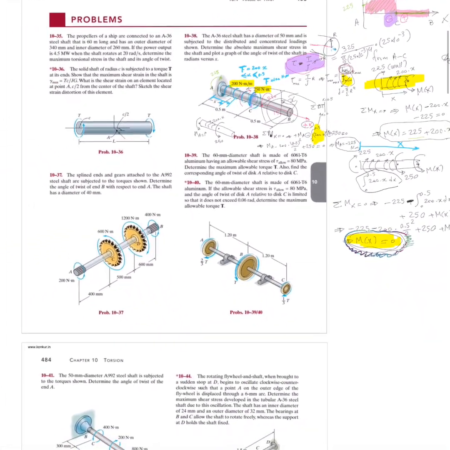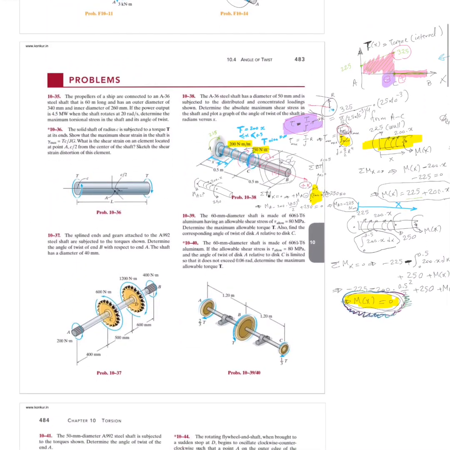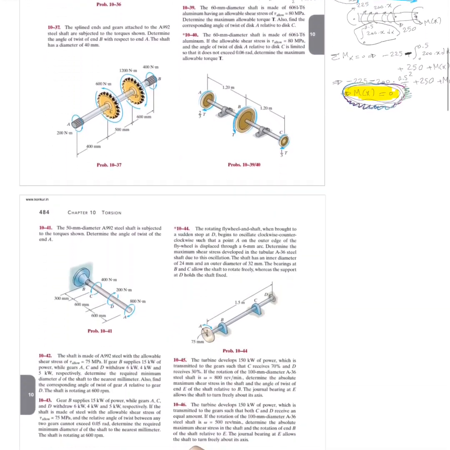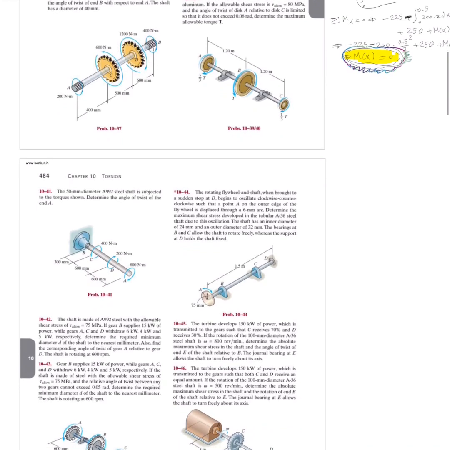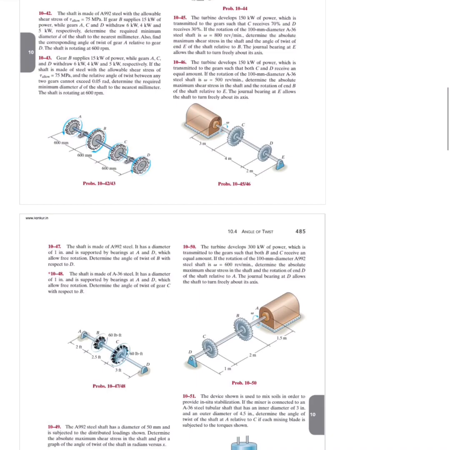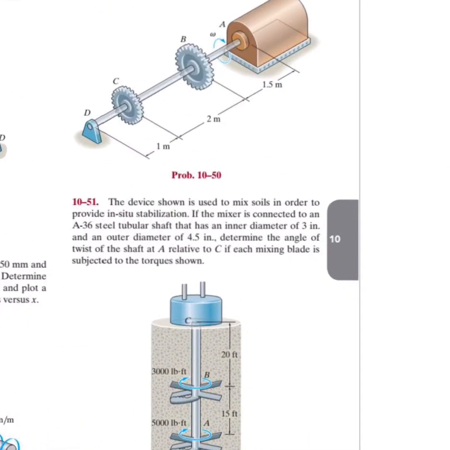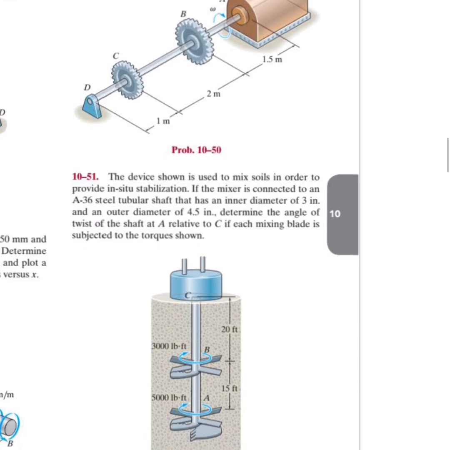So more examples here. Again, these are all similar to what we have solved. 1040, 1041. It's just they change a little bit of the flavor of what you need. For example, this example, practical deviation used to mix the soil in order to provide the stabilization. The diameter is given, this one the angle of twist. Well, this is just very obvious.